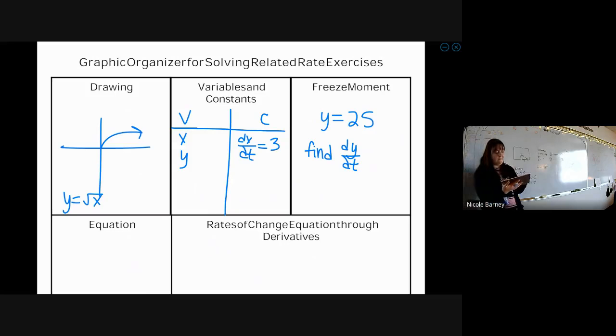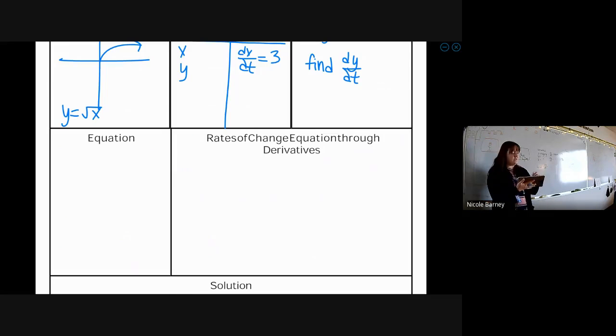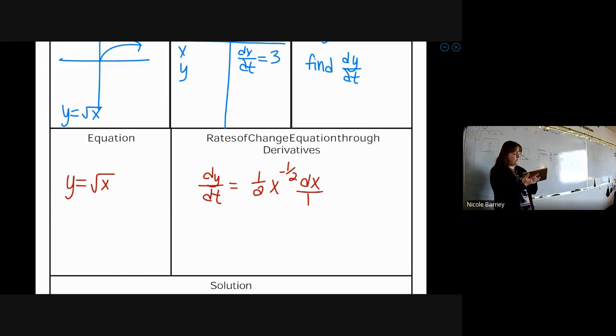Okay. So we find the equation of how they're related, which it actually gave us. Y and x are both changing. So how are they related? Well, they are related by that y equals the square root of x. So then we take the derivative to find the rates of change. So this is dy dt equals 1/2 x to the negative 1/2 dx dt.